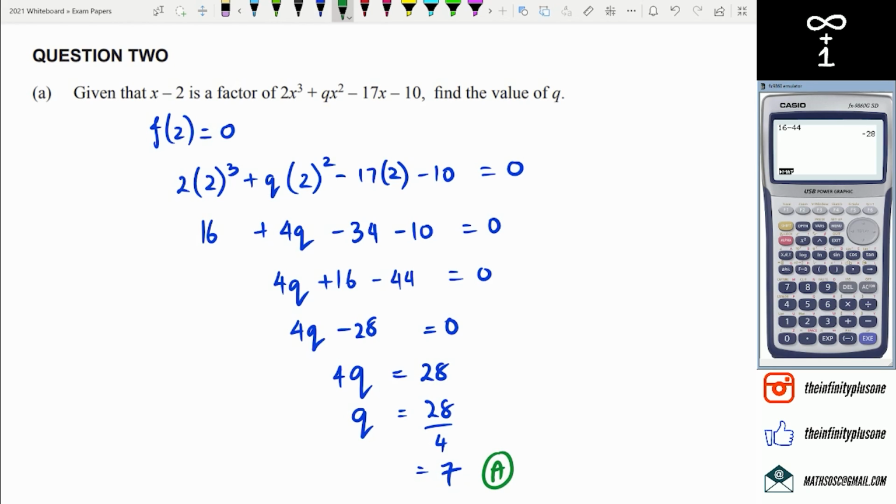So yeah, that's pretty much it for this question. There's nothing really special about this question. Straightforward. Substitute the x value and then figure out what q is.